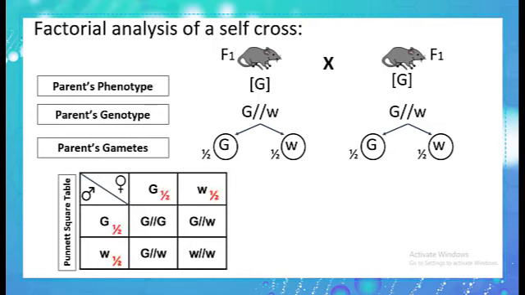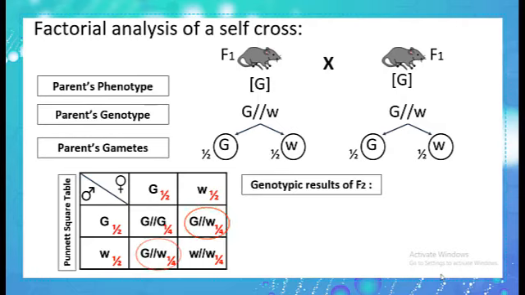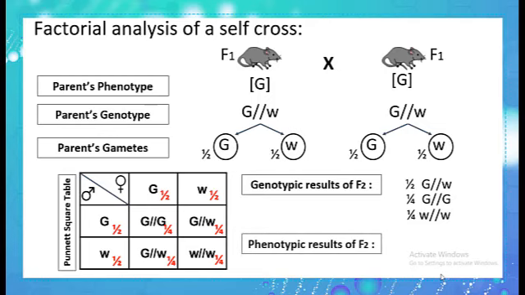Write the female gametes on the first side of the table, then the male gametes on the other side of the Punnett square, then write the combination between both alleles to obtain the genotypes. In this case, 1/2 of mice are hybrid gray and 1/4 of mice are pure gray, while 1/4 are pure white mice. This is the genotypic result of F2. Phenotypically, there are 3/4 of mice gray and 1/4 white.